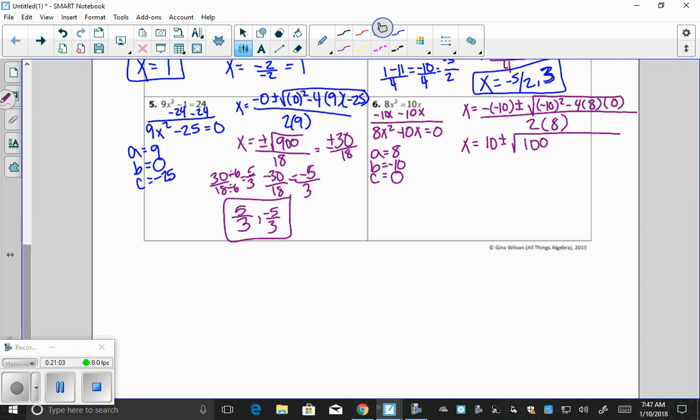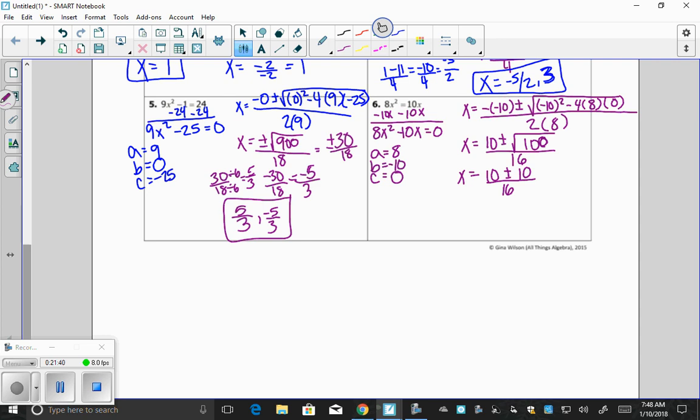Well, negative 4 times 8 times 0. Anytime you times anything by 0, your answer is always going to be 0. So it's going to be plus 0. But when you add 0 to anything, it doesn't change. So all I have now is the square root of 100 over 2 times 8, which is 16. Well, 100 is a perfect square, so I'm going to get 10 plus or minus the square root of 100, which is 10, over 16.